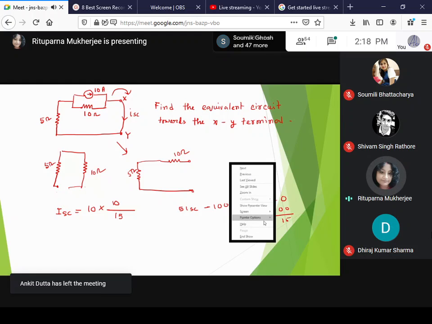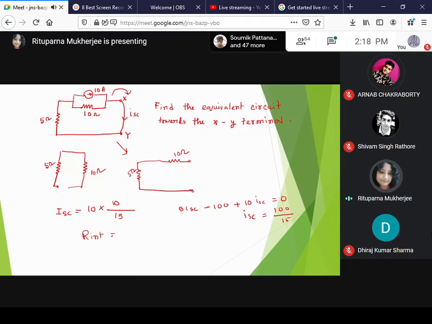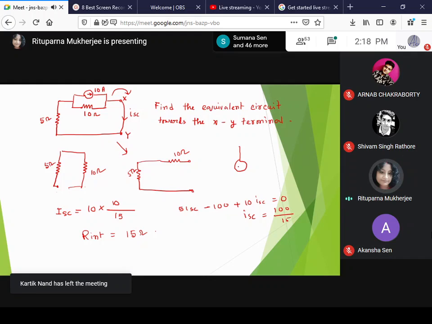For both cases, you can calculate the internal resistance. What should be the value of internal resistance now? Rint is what? 15 ohm. Yes, 15, because this is directly connected in series. So Rint should be 15 ohm. So now you should make the equivalent circuit. Here ISC is 100 by 15, that means 6.67. So you have to draw the ISC, which equals 6.67 ampere.